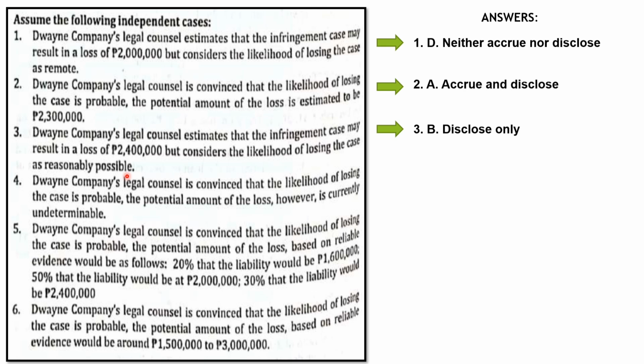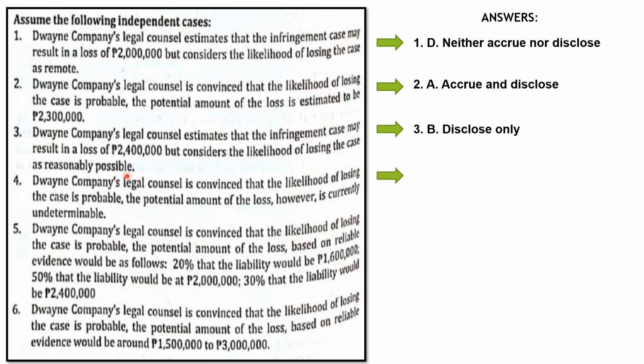Number 4. Dwayne Company's legal counsel is convinced that the likelihood of losing the case is probable. The potential amount of the loss, however, is currently undeterminable. So this is a contingent liability.